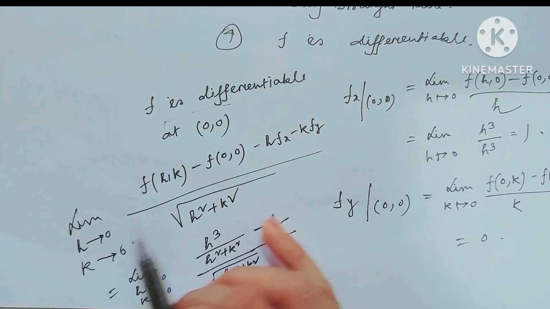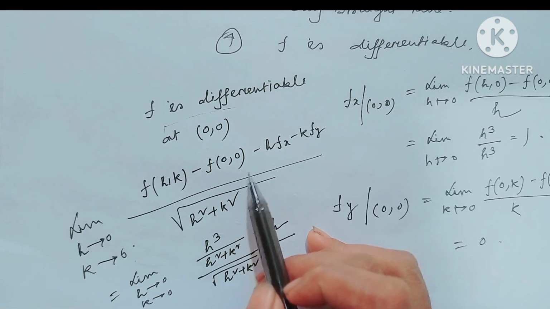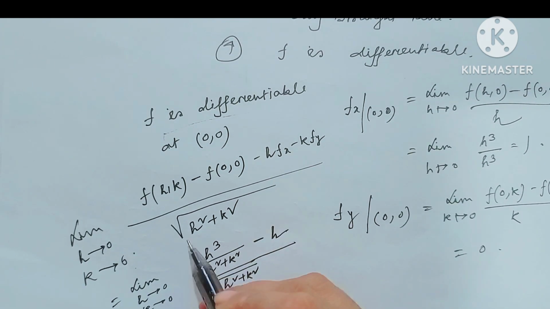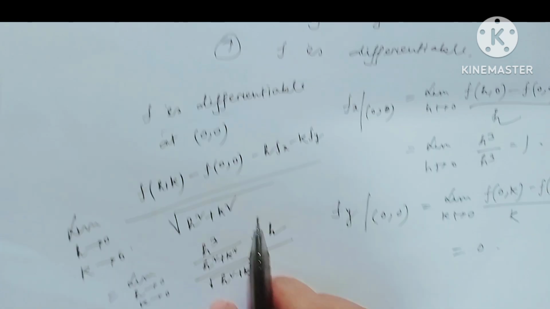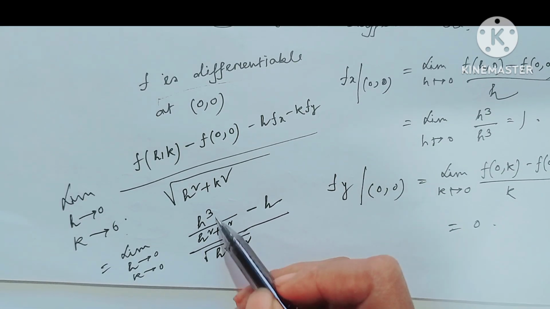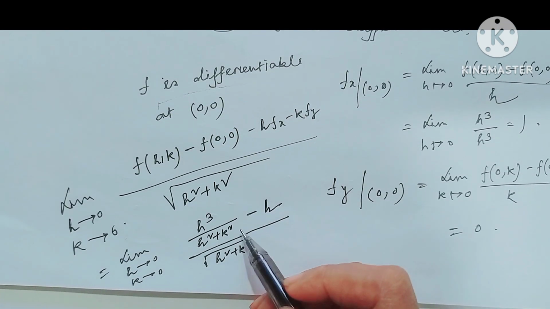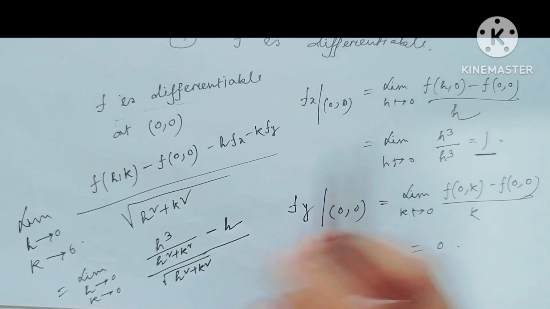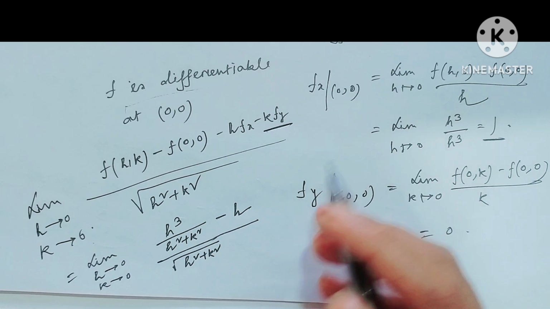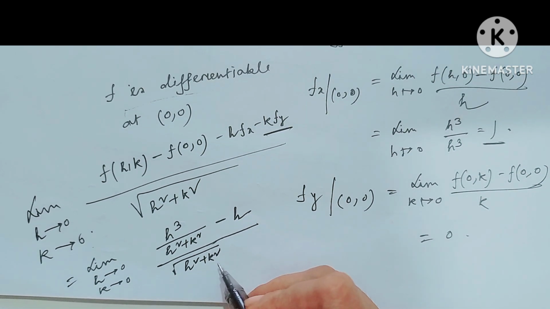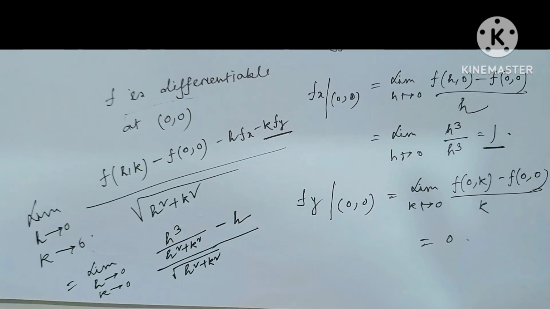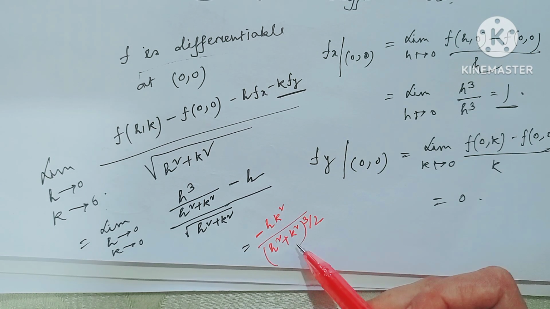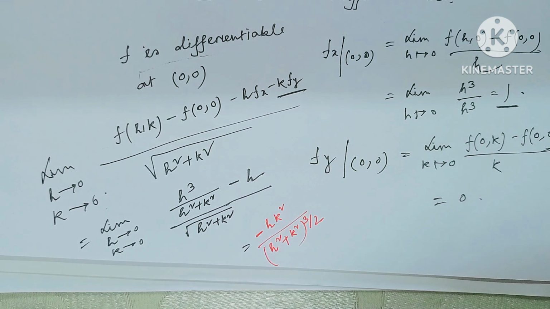The value would be the limit as h goes to 0, k goes to 0, of f(h, k) minus f(0, 0) minus h fx minus k fy, divided by the square root of h square plus k square. And f(h, k) is h cube divided by h square plus k square, h fx is h since fx is 1, and k fy is 0, divided by the square root of h square plus k square. This value is minus h k square divided by h square plus k square to the power 3 over 2.